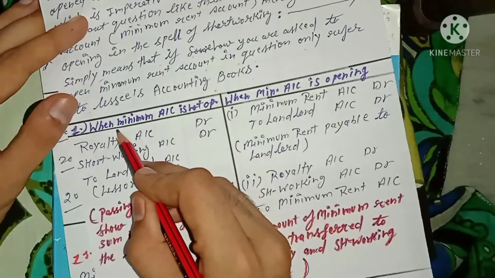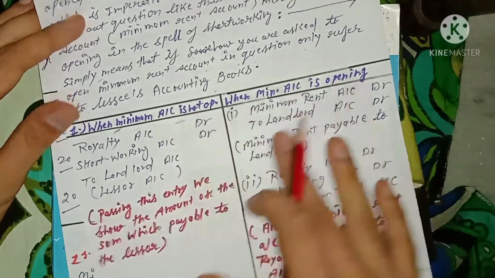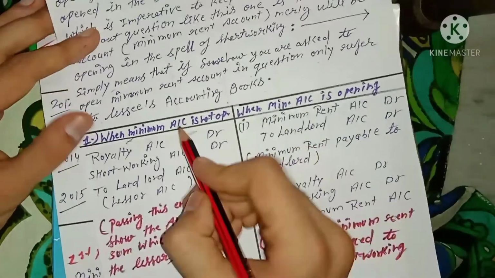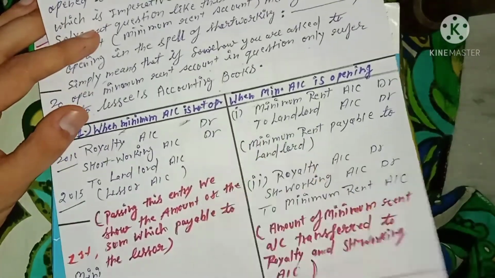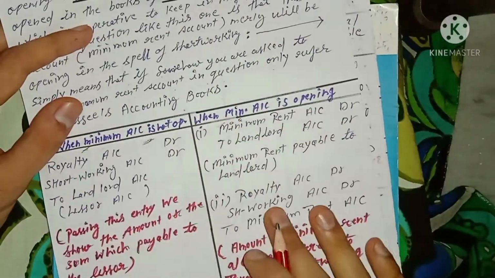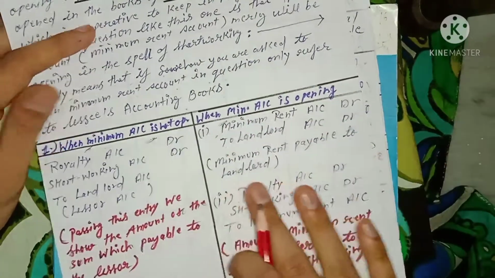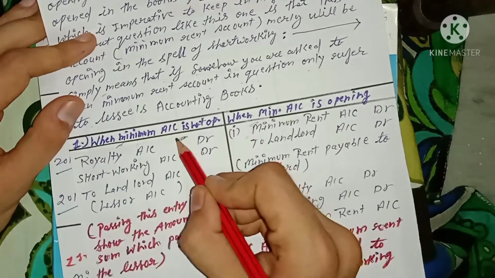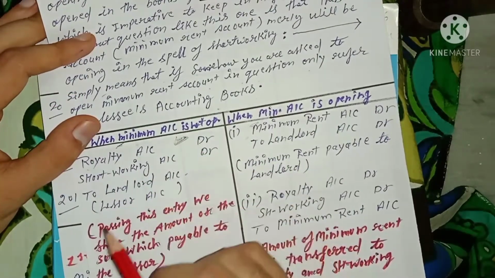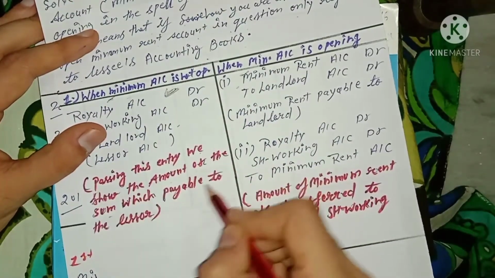One more thing: when you are asked to open minimum rent account and when you are not asked to open it, what do you do while passing the journal entry in the books of lessee? In the simple case, we pass the entry: royalty account debit, short working account debit, to landlord or lessor's account, just to show the sum which is payable to the lessor.